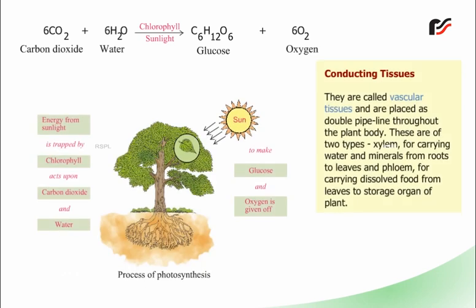Conducting tissues. They are called vascular tissues and are placed as a double pipeline throughout the plant body. These are of two types: xylem for carrying water and minerals from roots to leaves, and phloem for carrying dissolved food from leaves to storage organs of the plant.